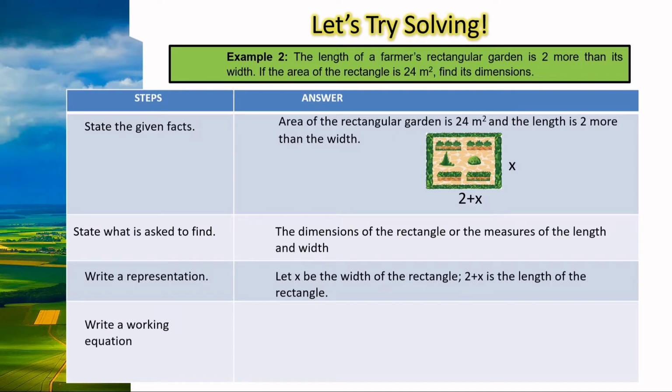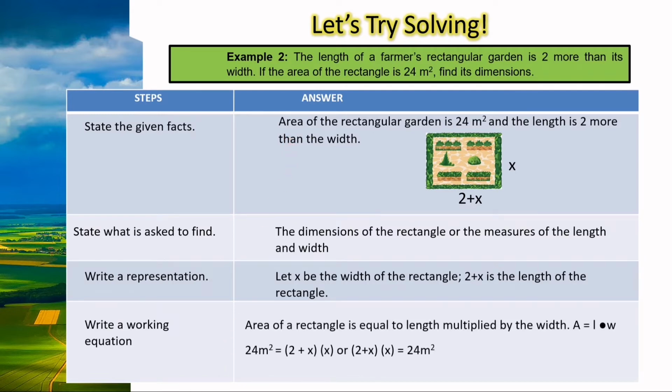The next thing to do is to write the working equation. So what is the principle stated? You have the concept of an area. So how do you get the area of a rectangle? What operation will you use? Correct, you will use multiplication. The area of a rectangle is given by multiplying its length and its width. So you have A equals L times W, wherein A is the area, L is the length, and W is the width.